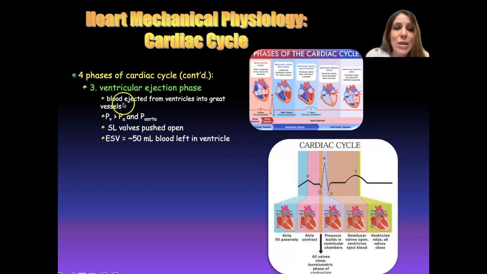And so in this third phase, the ventricular ejection phase, we finally have it so that the pressure in the ventricles is greater not only than the pressure of the atria, but also greater than the pressure inside the great vessels. So in this, what's written here, we're referring to the left side of the heart, but the same thing's happening on the right side. So when the pressure in the left ventricle is greater than the pressure of the aorta, it's going to put that pressure against the aortic semilunar valve. When the pressure in the right ventricle is greater than the pressure inside the pulmonary trunk, it's going to put pressure on that pulmonary semilunar valve.